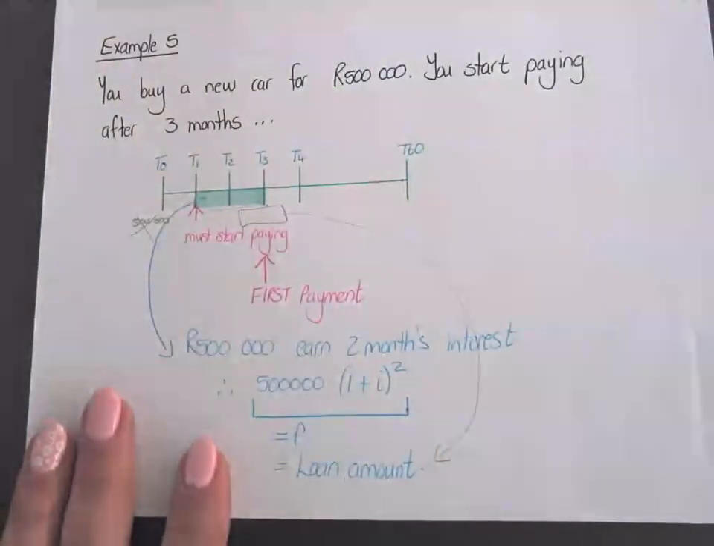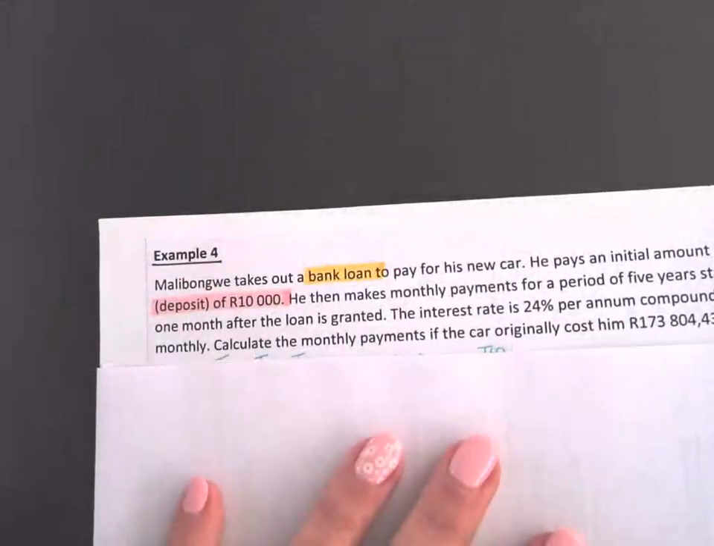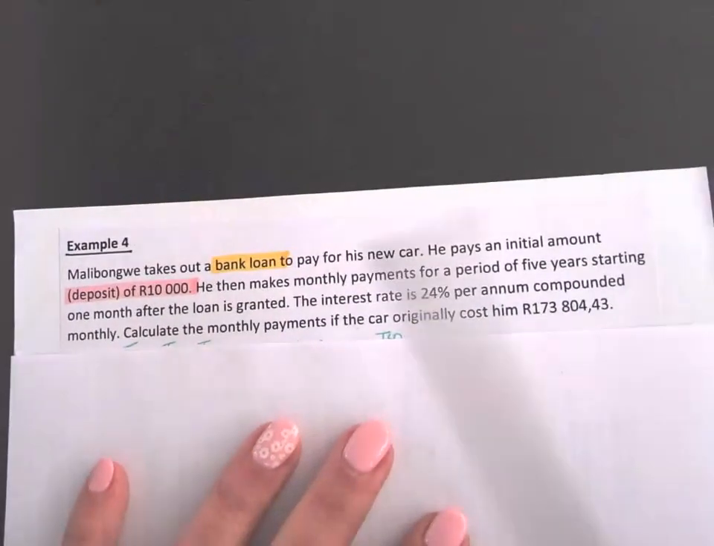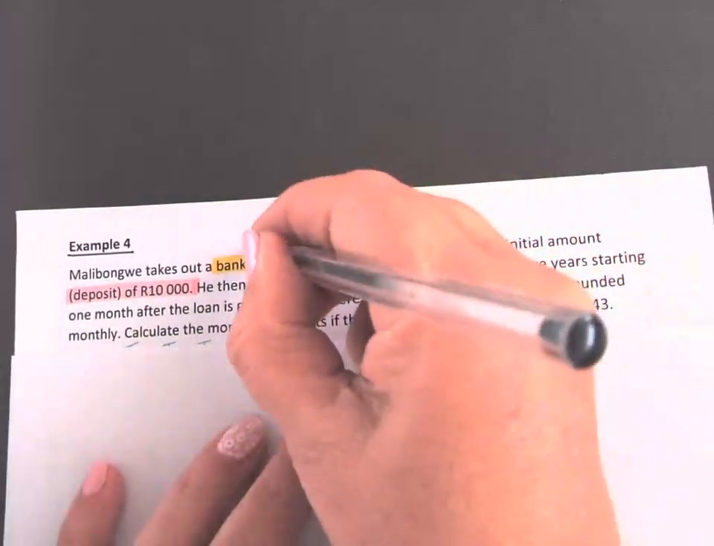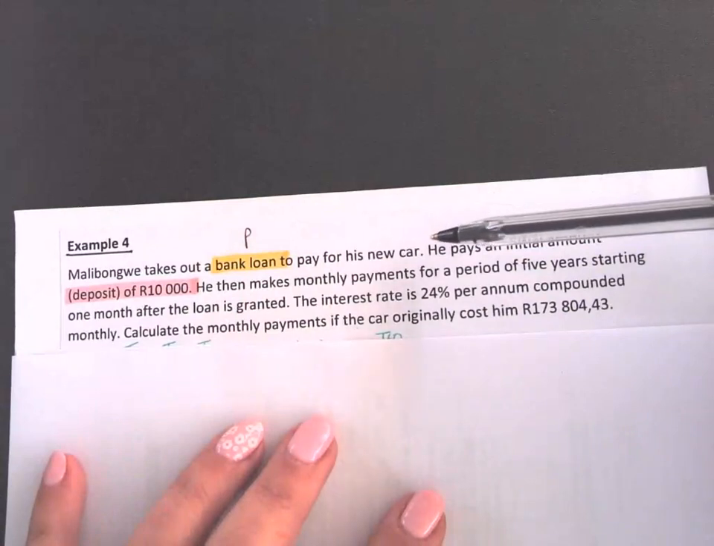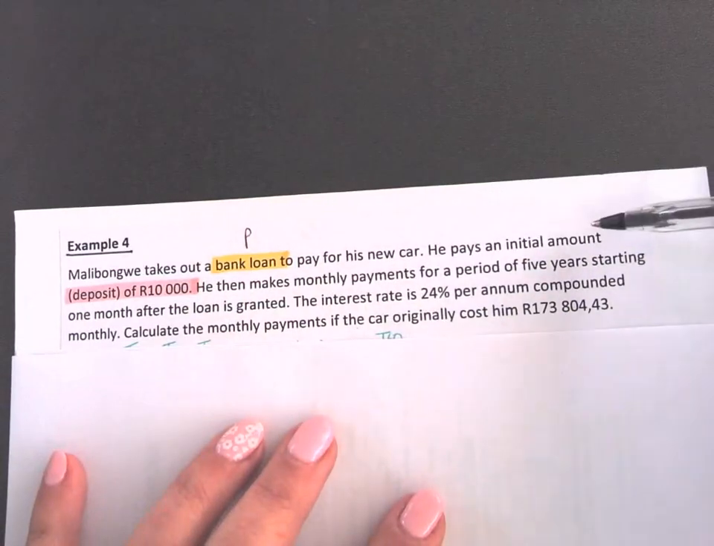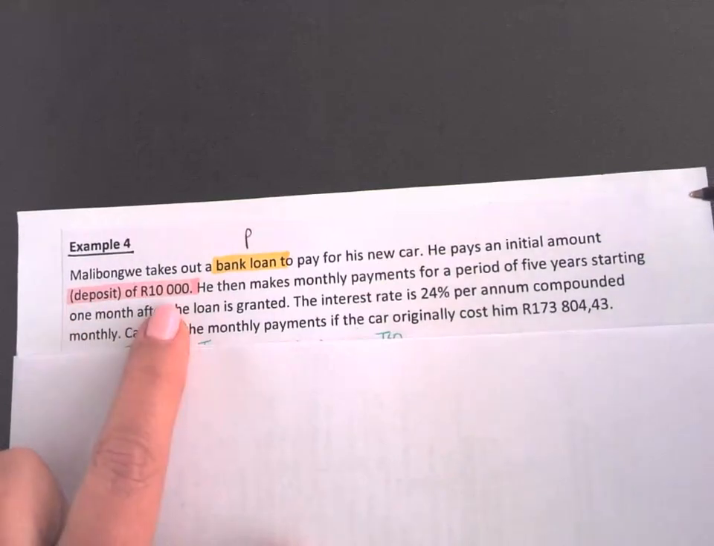Example 4. Malibongwe takes out a bank loan. Bank loan is P. To pay for his new car. He pays an initial amount, a deposit of 10,000 Rand.